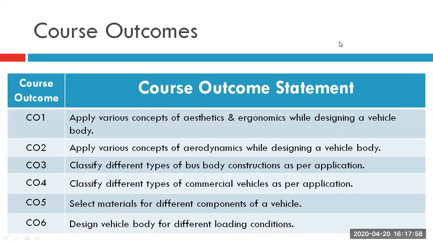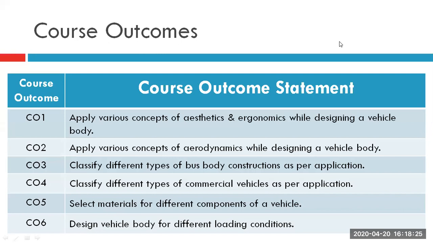Course outcome 2 is apply various concepts of aerodynamics while designing a vehicle body. This particular course outcome we have addressed in module number 2. Course outcome 3, 4 and 5 similarly. So course outcome 3 is classifying different types of bus body constructions, and course outcome 4 is classifying different types of commercial vehicles as per application. So we have addressed these 2 course outcomes in module 3 and 4.